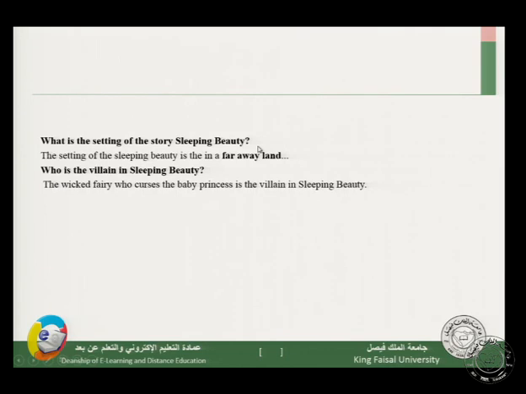What is the setting of the story? The setting of Sleeping Beauty is the far north. Okay, it is in a far away land. In a far away land.